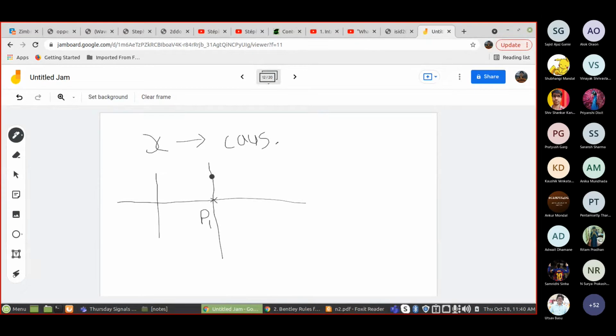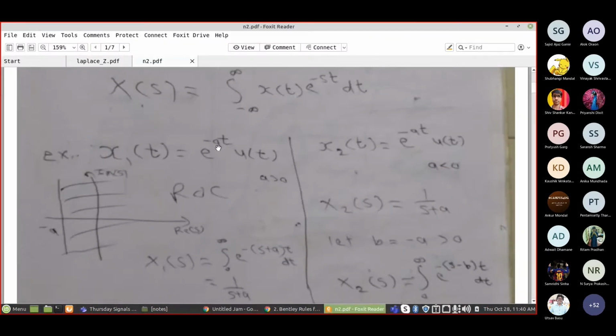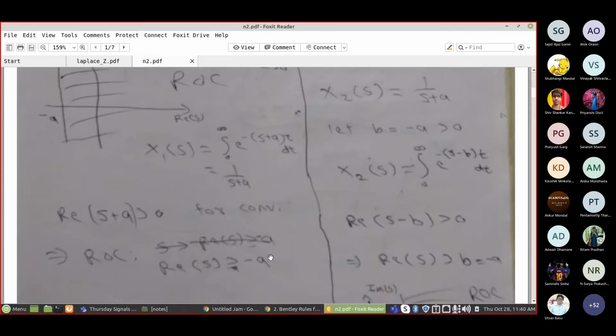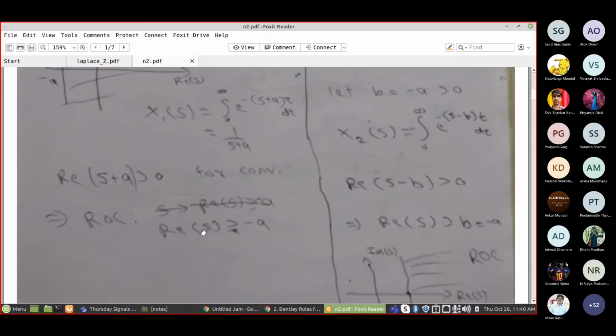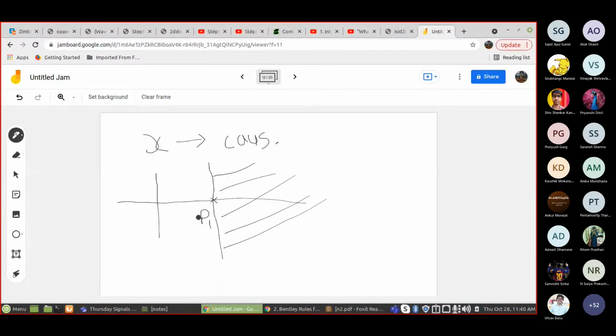and we have seen that everything to the right of this is ROC. So why is that? If P1, let's take P1 to be positive, so P1 is equal to A, then for this integral to converge, we want S plus A to be positive, and that boils down to real part of S being strictly greater than minus A. Yeah, this is minus B.